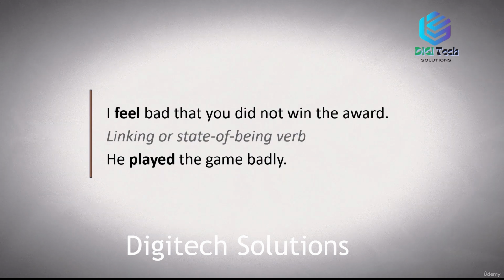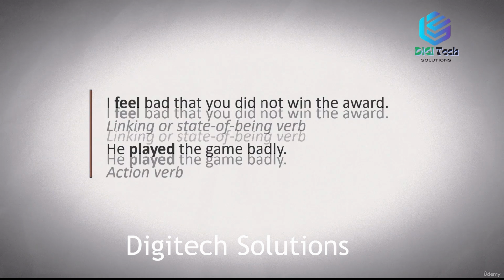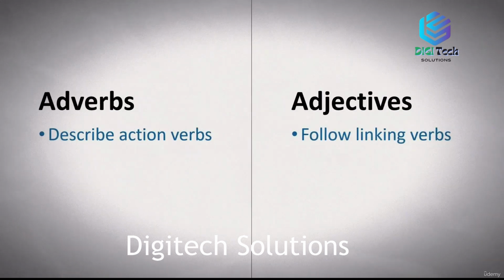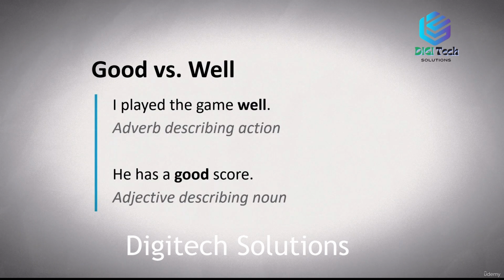It's all about that verb. Is the verb action or linking? Action verbs show actions, played in the example. Linking verbs are state of being verbs: I am, he is, they are. No action is being done. You can be happy or sad or glad, but there is no action. So the basic rule is that adverbs such as badly describe action verbs and adjectives such as bad follow linking verbs. Good and well can also cause problems.